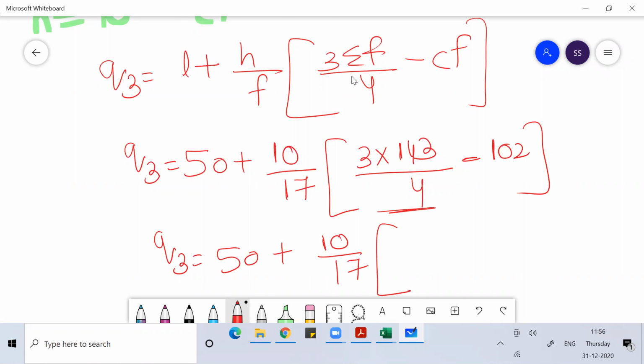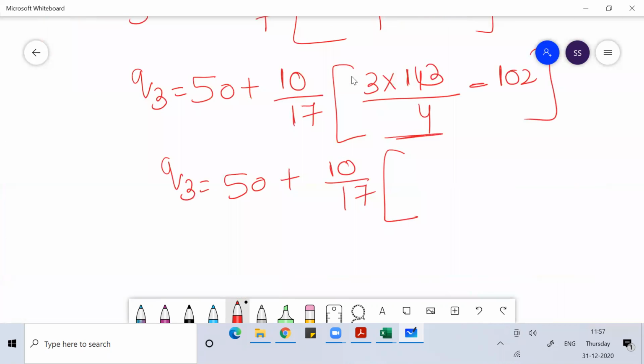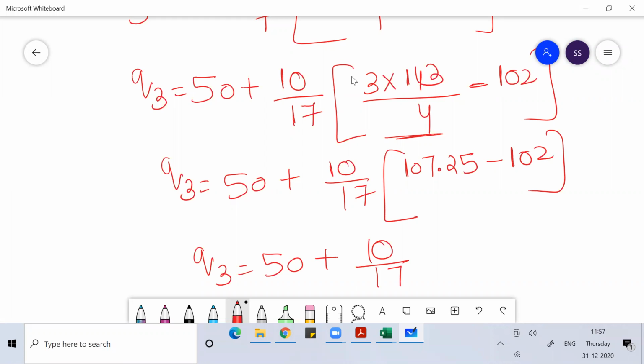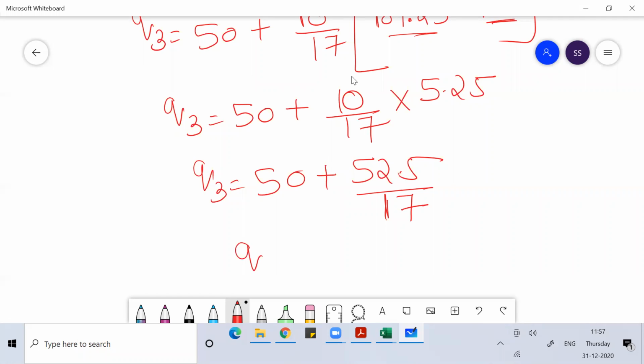Then this value you got, 107.25, 107.25 minus 102. So the value of Q3 is 50 plus 10 by 17 into, this is what? This is 5.25. So the value of Q3 is 50 plus 52.5 divided by 17. 17 threes is 51.